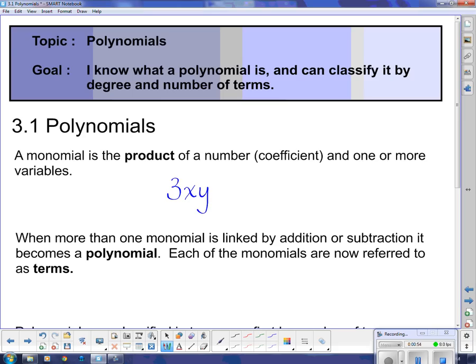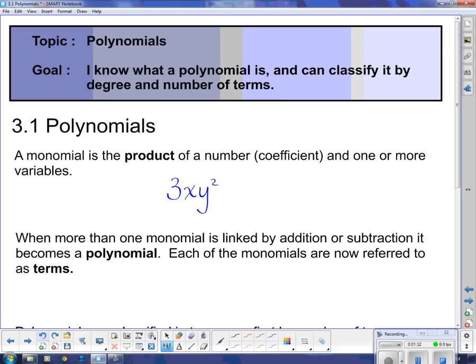And of course, we know that the operation between all of these things means 3 times x times y when we write it that way. And we could have more than one y. We could have 3xy squared. That's still a monomial because all of the things that are written there are all linked by multiplication. And that's where the word product comes from. It's linked by multiplication.